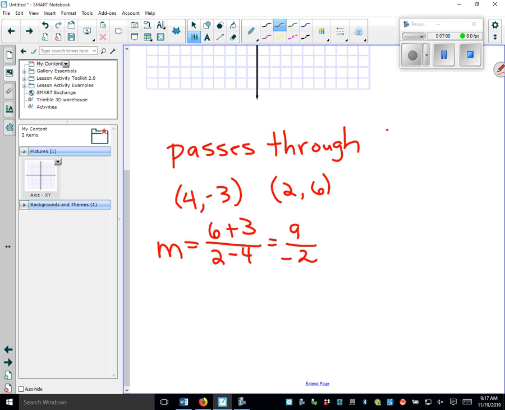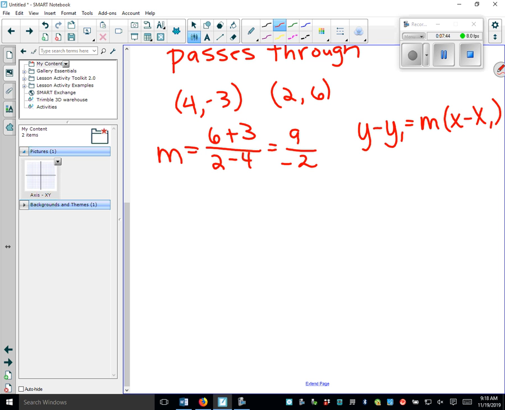Now I have a point and a slope. Use the point slope formula to write an equation. Do you know the point slope form? How about y minus y1 equals m times x minus x1? That's point slope. Okay?